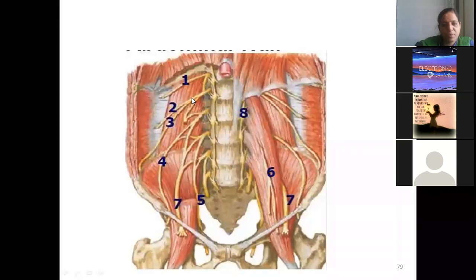Now this is a quiz for you, beta. Can you identify these nerves? Number 1, subcostal. Very good. Number 2, iliohypogastric. Number 3, ilioinguinal. At the lateral aspect of the inguinal ligament, the lateral femoral cutaneous nerve of the thigh. Number 7, the thickest: femoral nerve. Very good, femoral.